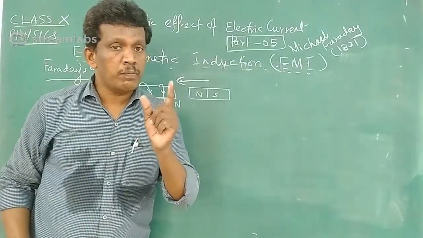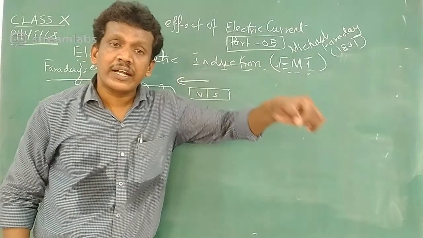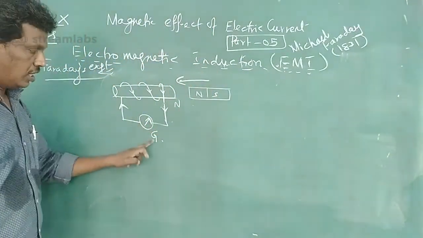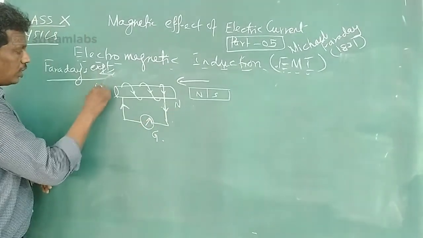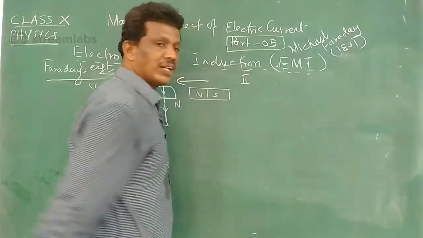Once again I am telling, an ammeter measures the current, while a galvanometer identifies whether the current is there in the circuit or not. For that purpose only, the galvanometer. Okay, I think with this you can answer this case. One more is done. This is the second part.